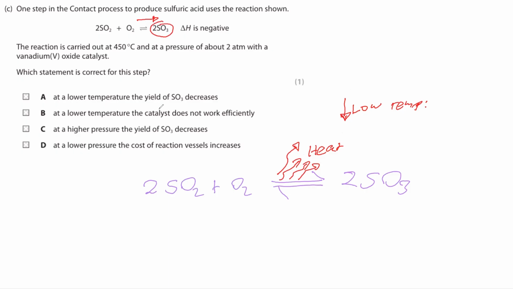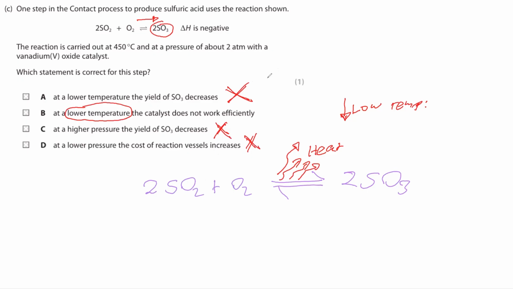At lower temperature, the yield of SO3 decreases? No, it is increasing. At lower temperature, the catalysts do not work efficiently. So A is strong, C is strong, D is strong. Obviously, we know that B is our answer, but we'll check that one. We read B also: at lower temperature, the catalyst does not work efficiently. Yes. Now here, this lower temperature statement is not related to equilibrium. So our D, C and A are talking about the equilibrium.